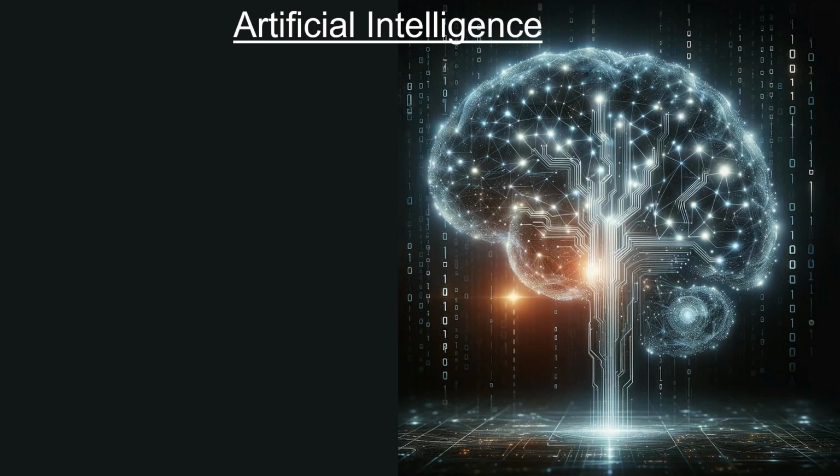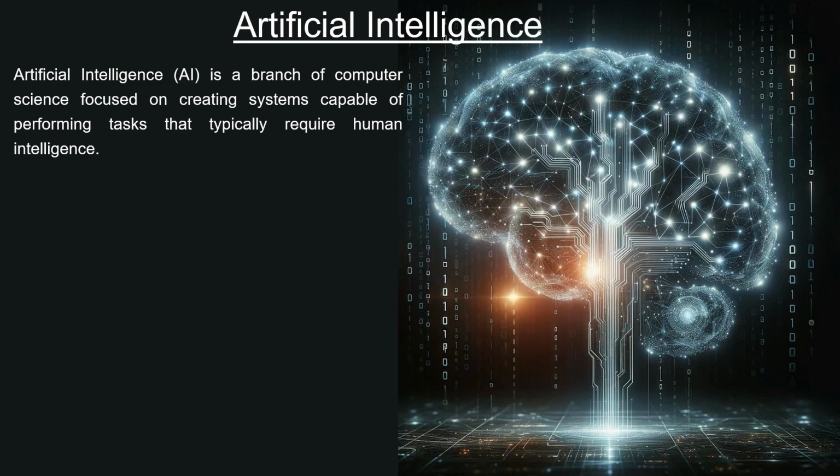So, what is artificial intelligence? After reviewing various sources, we believe this explanation is the most suitable. Artificial intelligence, or AI, is a branch of computer science focused on creating systems capable of performing tasks that typically require human intelligence. Let's look at the tasks that need human intelligence.